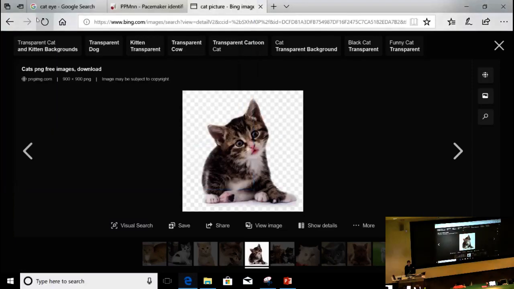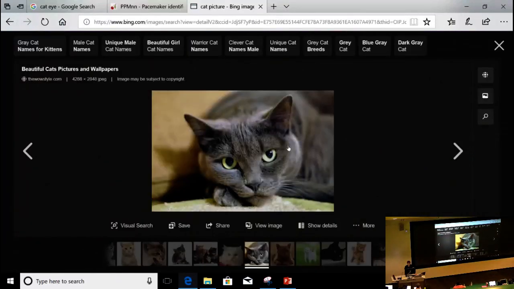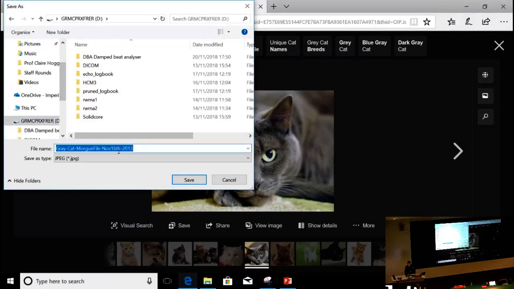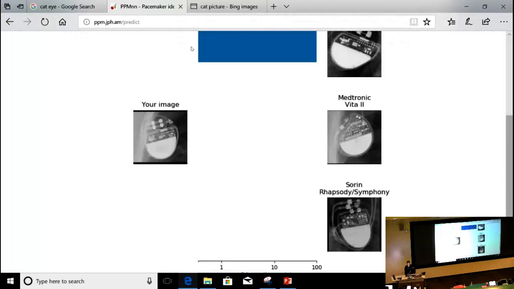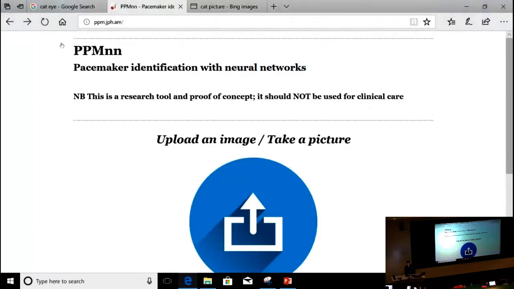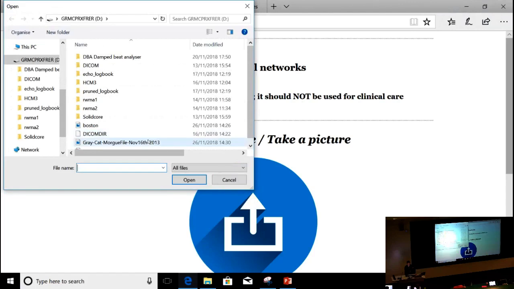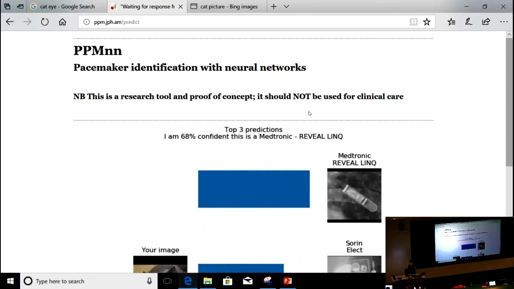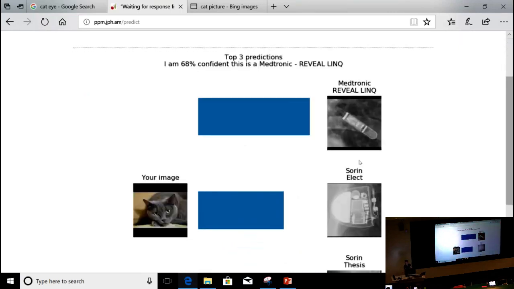This is a transparent picture. Let's not use that, it might be asking for trouble. Let's use this guy. Also, this picture isn't square either, so it's probably not going to like this. It does crop them, so it might be okay. Yeah, morgue. That's good, isn't it? Maybe. So it's having a long think about this one. Here we go. So it thinks it's a Reveal device.